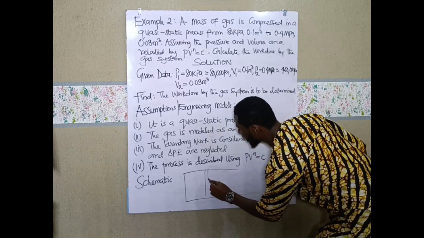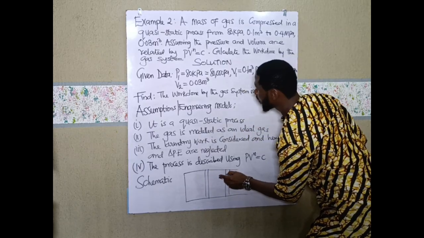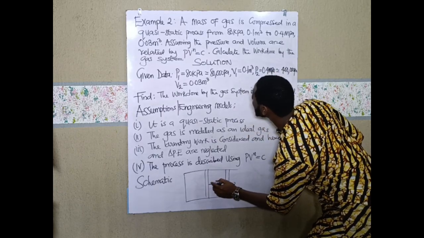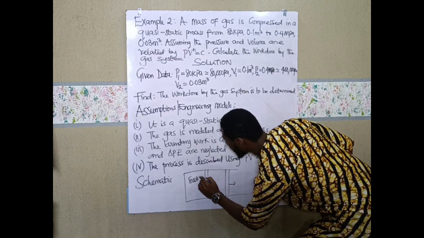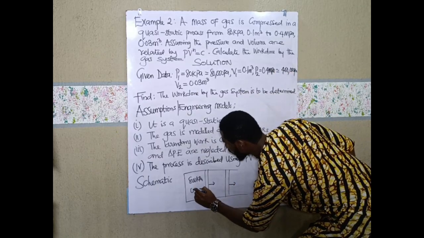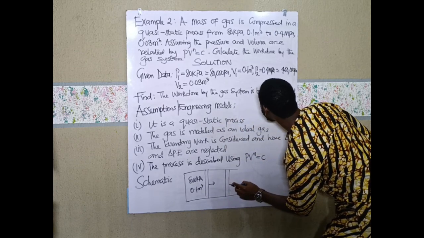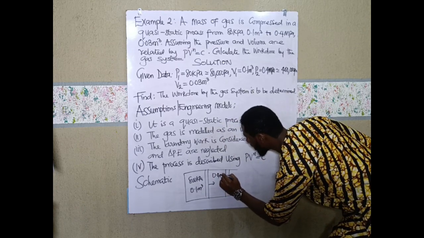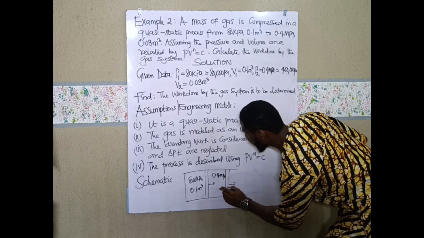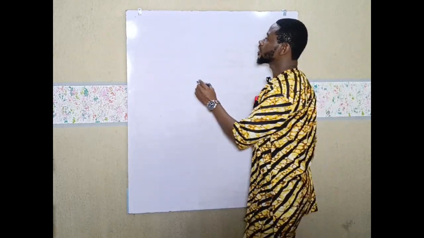As this is a piston cylinder arrangement, for the first one, P1 is 800 kPa, and the volume is 0.1 meter cube, and P2 is 0.4 MPa, and the volume at this level is 0.03 meter cube.